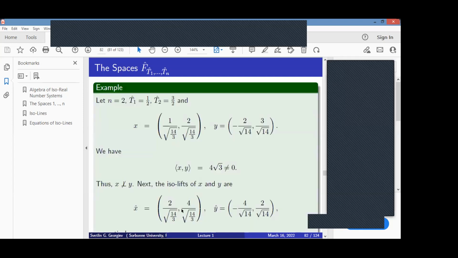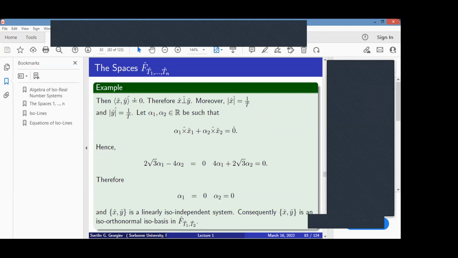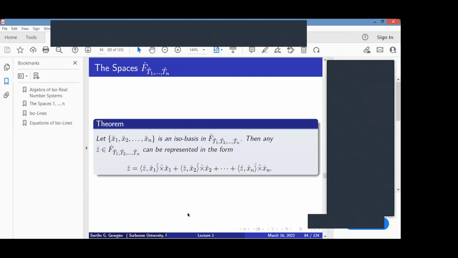So now we'll give the following example. Consider the two-dimensional case. As isotopic elements, we take 1/2 and 3/2. We take these two real points. Their classical inner product is equal to this number, which is different than 0. Their isolift is given in this way, and their iso inner product is equal to 0. This system is linear iso-independent, and then the corresponding isolift is an iso-orthonormal isobasis. Here is given an expression of any iso element using the isobasis hat x1 and so on, hat xn.